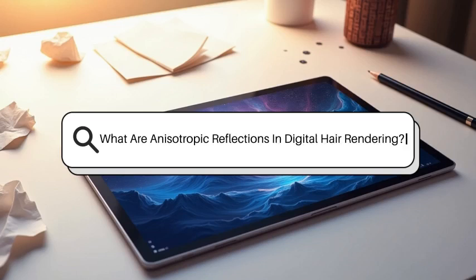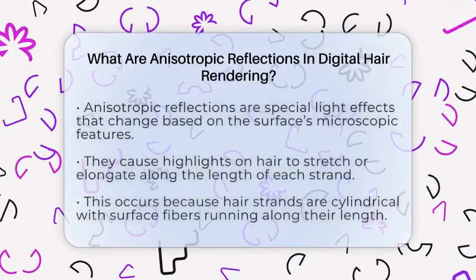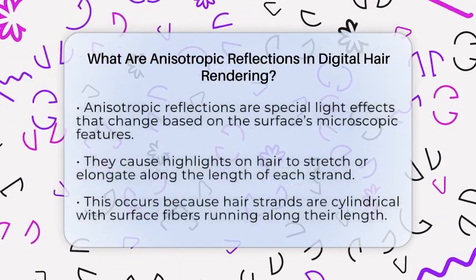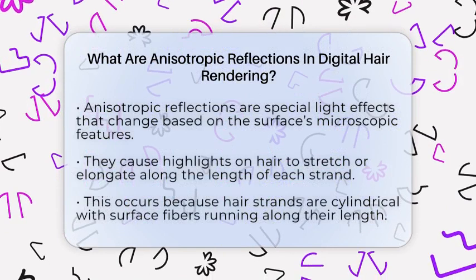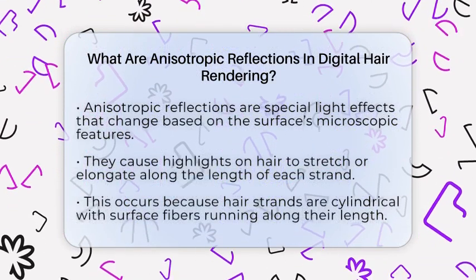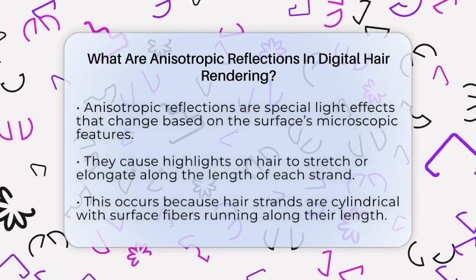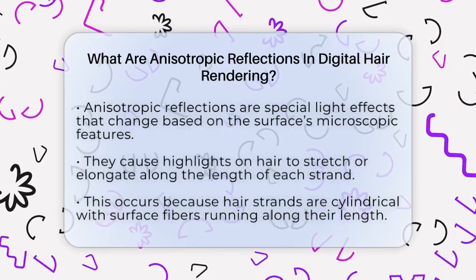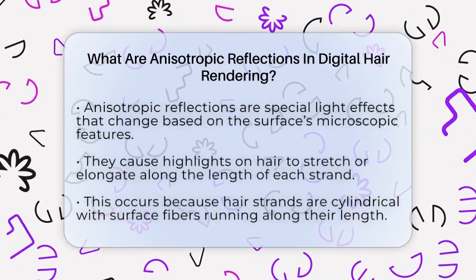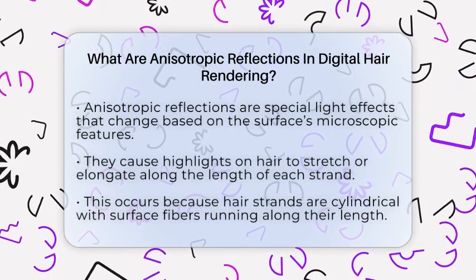What are anisotropic reflections in digital hair rendering? Imagine shining a light on a shiny, smooth surface and seeing a streak of bright highlight stretch along its length. That's a clue to how light interacts with hair in digital art. When artists create realistic hair, they need to understand how light behaves on those tiny strands.